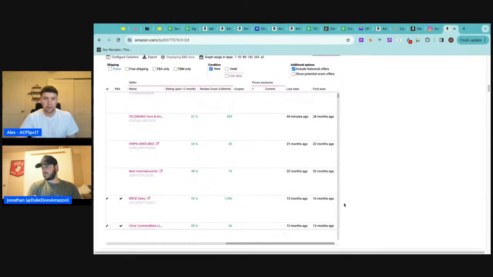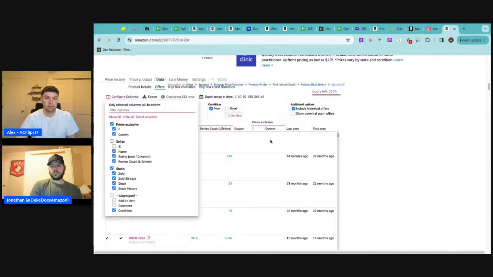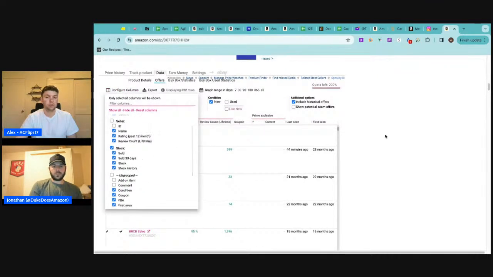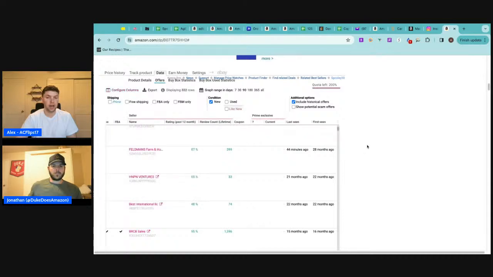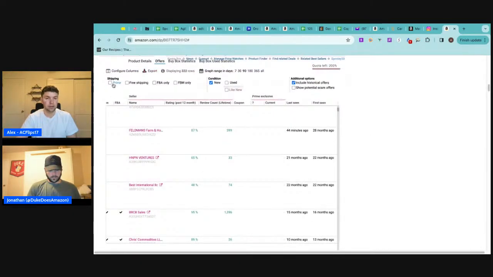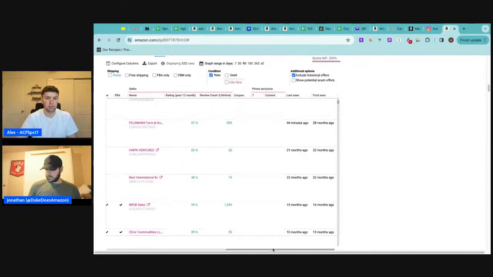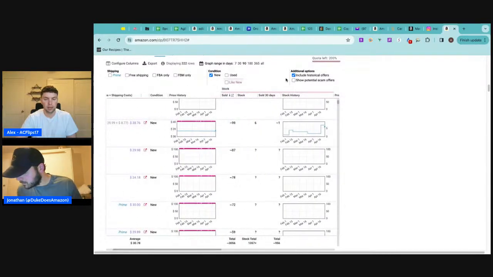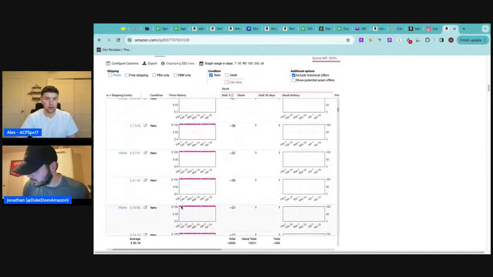And again, there's a lot of configure columns. I do have it set up where it'll show Amazon's price if they are in stock. They're obviously not in stock on this listing. If you're on a variation listing, it'll also give their price. But actually, maybe they were on this listing at one point. If we include historical, I think Amazon was in there at one point.